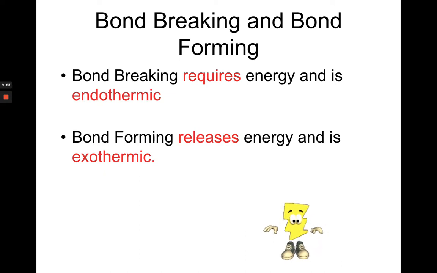So any chemical reaction requires that you break some bonds and then you reform them in a different way. And you need to know that bond breaking requires energy and is therefore endothermic. You have to put energy into a system to break those bonds. However, because bond forming is allowing the system now to be stable again, bond forming actually releases energy and is exothermic. So any chemical reaction is a balance between how much energy you have to put in to break the bonds, which is always going to be endothermic, and how much energy you get back out because bond forming is exothermic and releases some amount of energy.